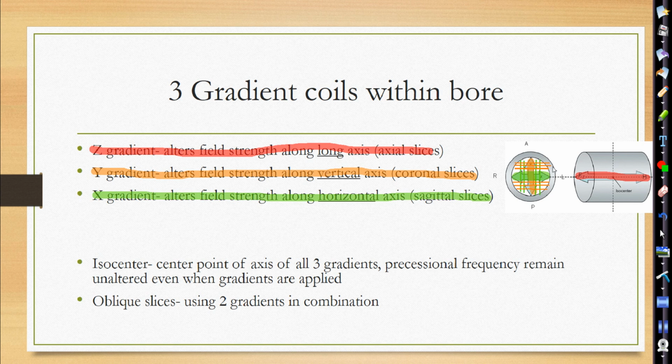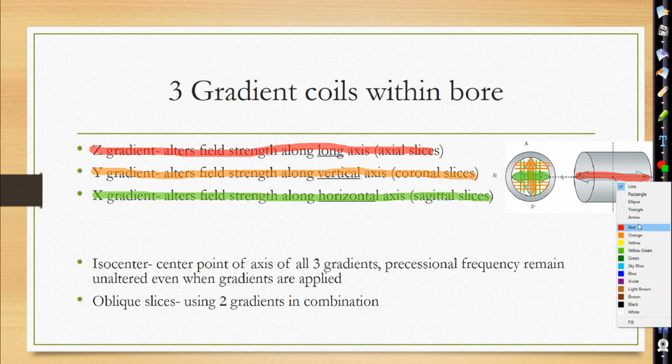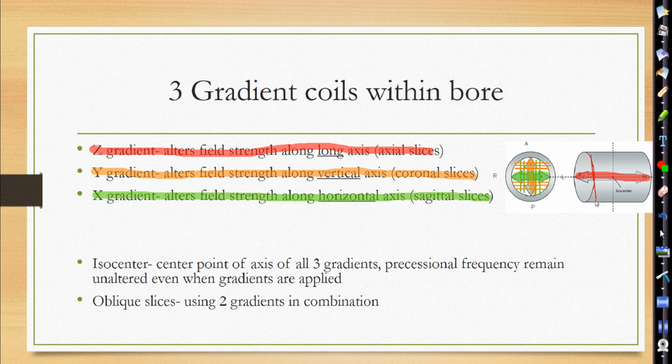Okay? And then 90 degrees from the long axis of the z gradient will give us our axial slices. So I'll draw that in red here. It's going to look like this.